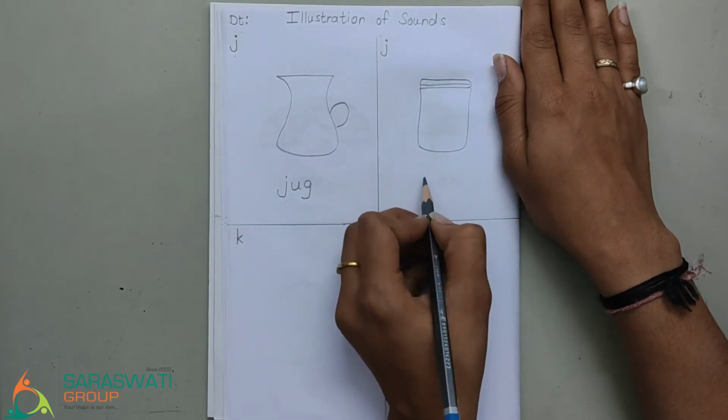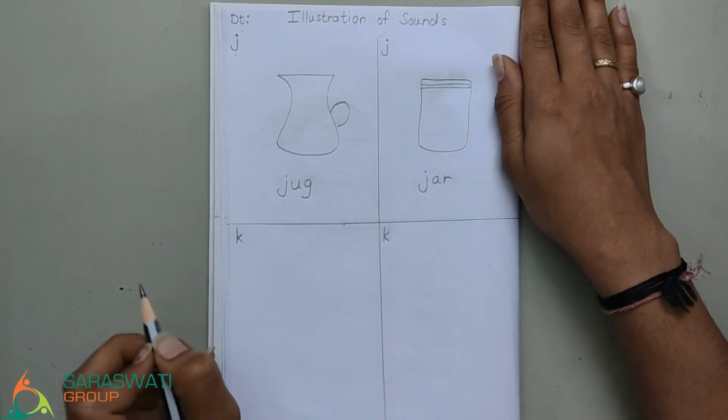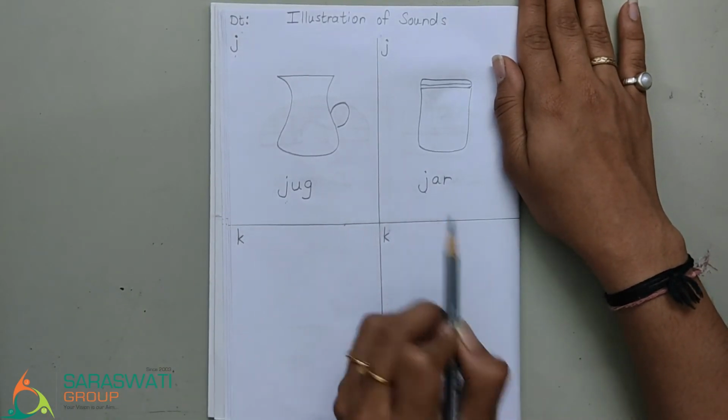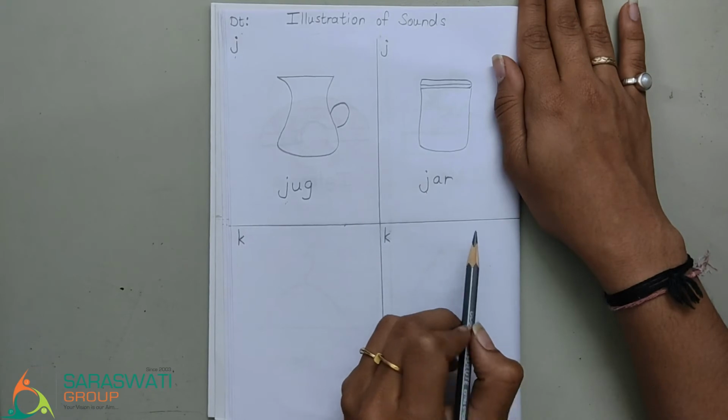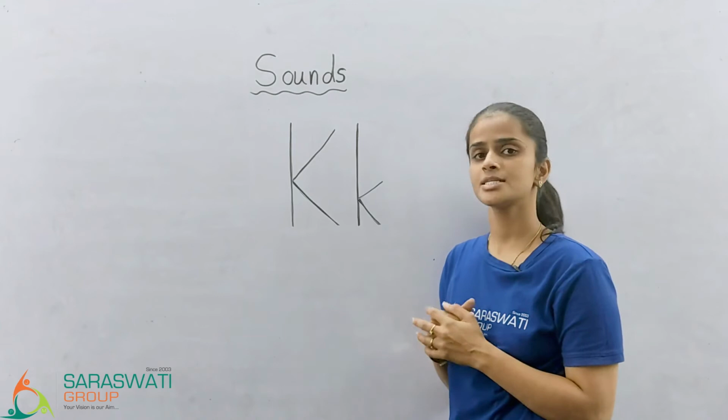What is this? It is jar. What is the initial sound of a jar? J. So kids, which letter is this?